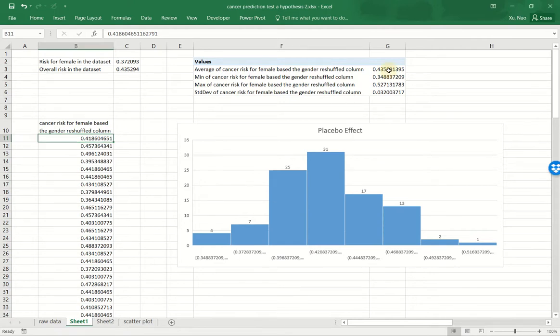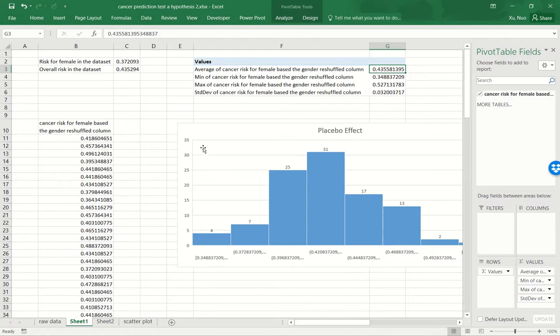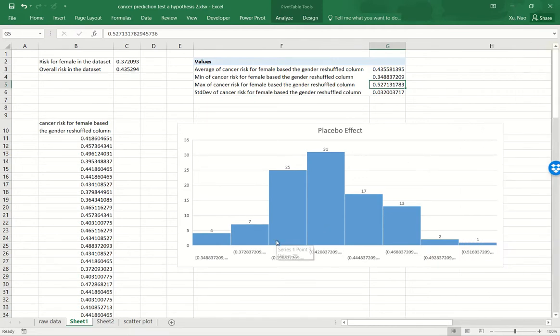Notice the average value of these 100 runs is really close to the overall risk in the dataset, which is to be expected. In addition, notice the minimum value is at 34.9%, the maximum at 52.7%. Also, the histogram shows you that the risk based on a gender reshuffle column, which I refer to as a placebo effect, can produce a wide range of results.